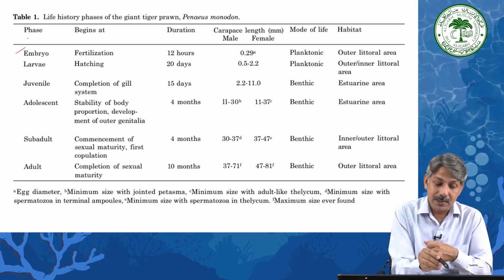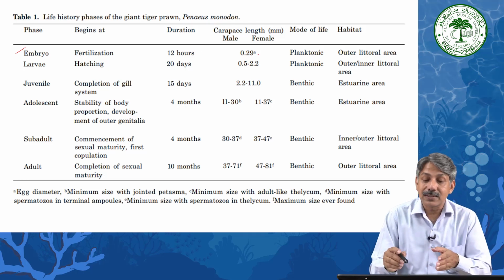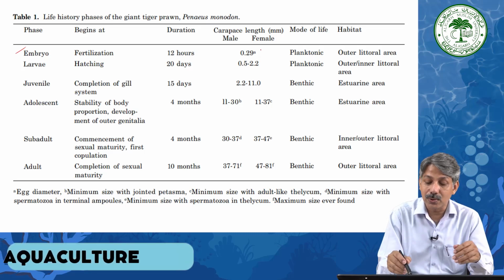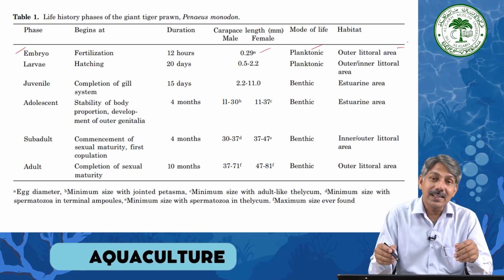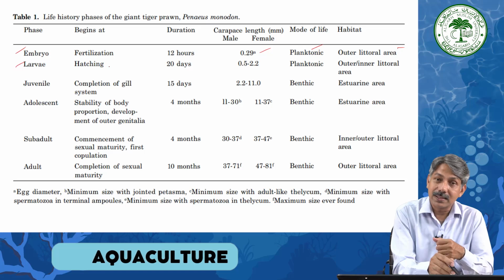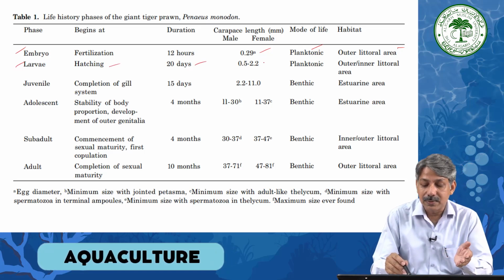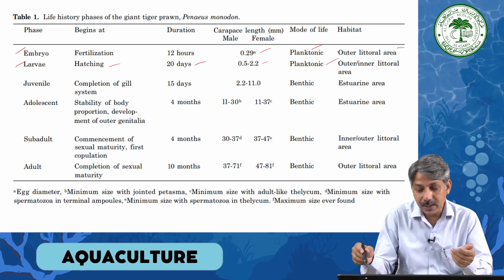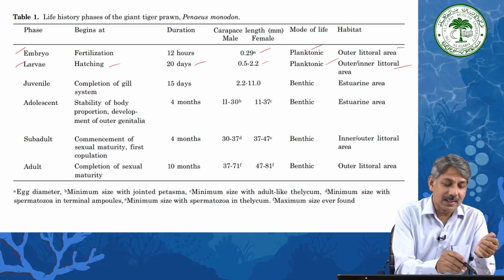So embryo first begins at fertilization, we all know, and then the duration is 12 hours. Carapace length in case of male and female, when it is at the embryonic stage, there is no distinction, so 0.29. Mode of life, planktonic, and they are in the littoral area, outer zone. Larvae, just after hatching, duration 20 days, carapace length 0.5 to 2.2, again planktonic, and the same area, littoral area, outer as well as inner.